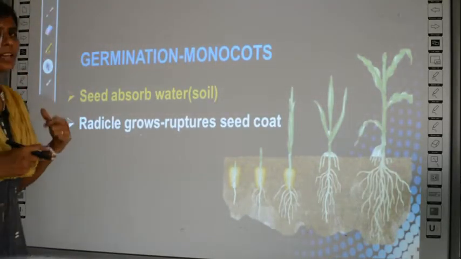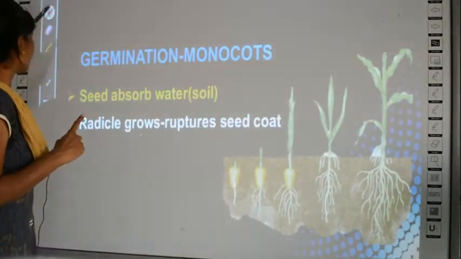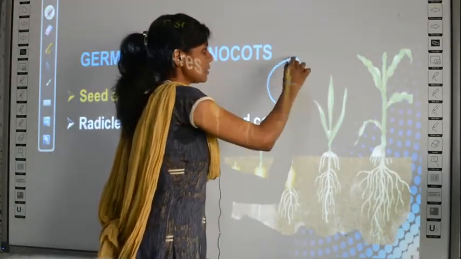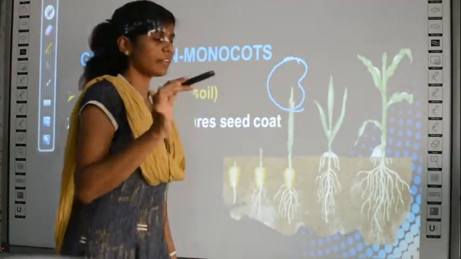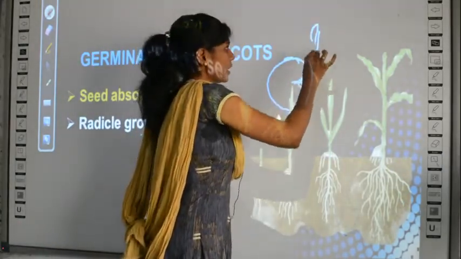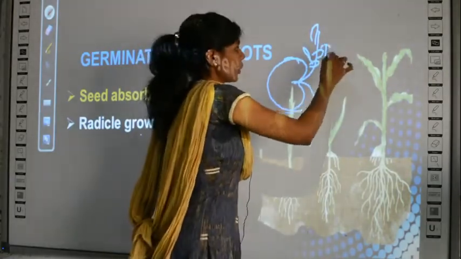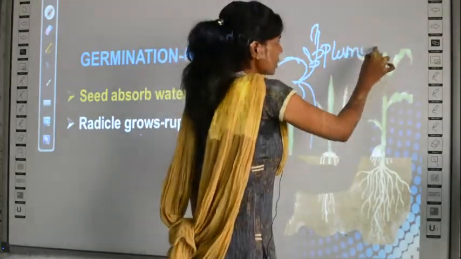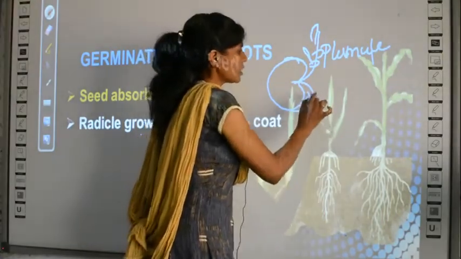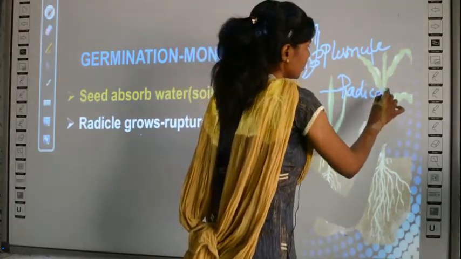The radicle grows. What is the radicle? In any seed, you have two parts. One is called the radicle and the next one is called the plumule. You have studied about this in the structure of a seed. If there is a seed like this, two portions will develop, right? The shoot one is called the plumule. Do you remember? The shoot system is called the plumule, and the other one will develop into the root, and this is called the radicle. So this we have studied already.